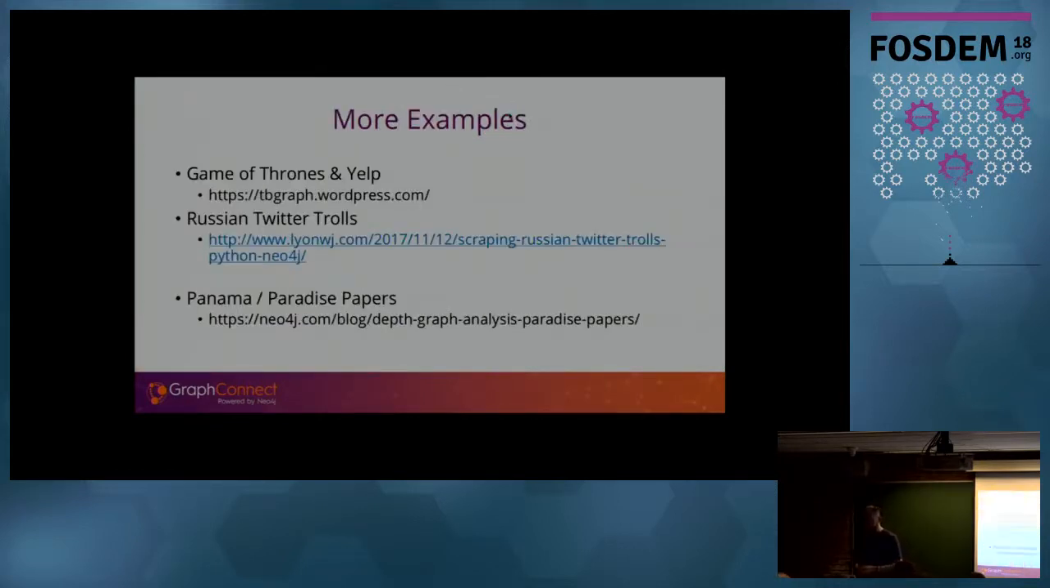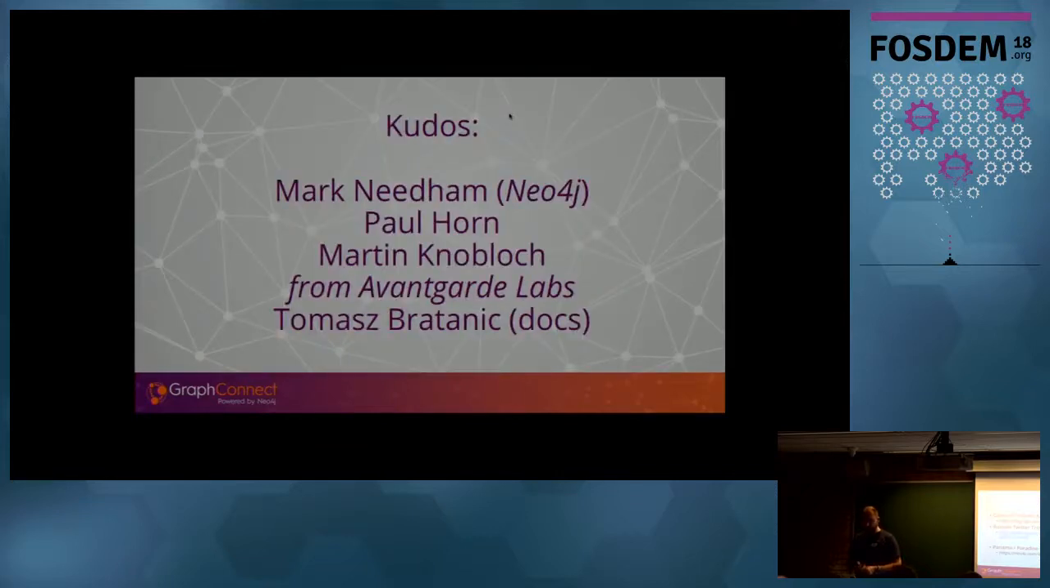From that perspective, there are also a bunch of other examples where people wrote blog posts about using these graph algorithms on other data sets. Tomasz Bratanek did it with Game of Thrones extensively and with the Yelp data set from Kaggle. My colleague Will did it on the Russian Twitter trolls that have been published by NBC and the US Congress. We also ran it on the Paradise Papers and Panama Papers. And I want to do more on Bitcoin analysis. That will be a lot of fun.